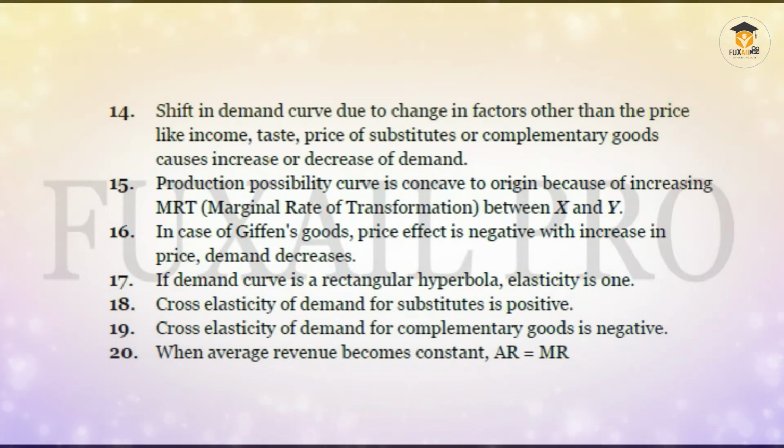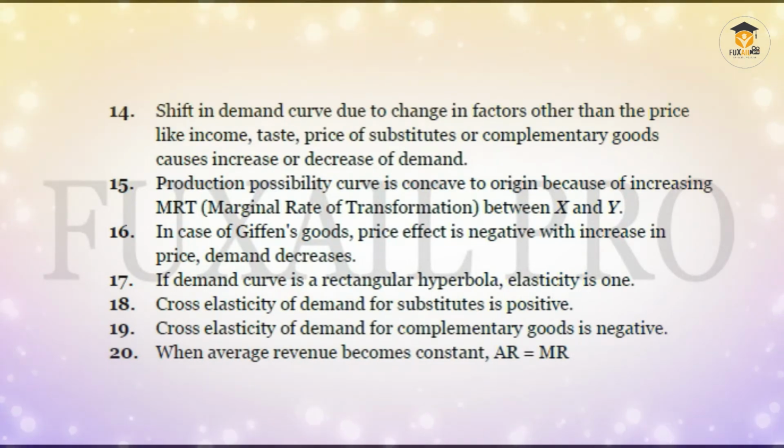15. Production possibility curve is concave to origin because of increasing MRT, marginal rate of transformation, between X and Y. 16. In case of Giffen's goods, price effect is negative: with increase in price, demand decreases. 17. If demand curve is a rectangular hyperbola, elasticity is 1. 18. Cross elasticity of demand for substitutes is positive. 19. Cross elasticity of demand for complementary goods is negative.